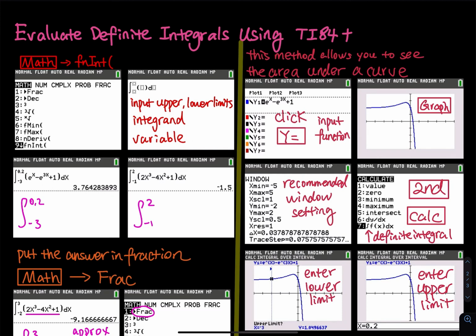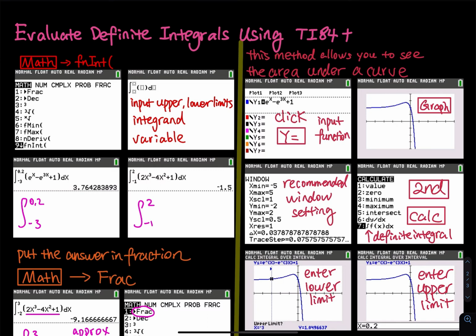So this is the graph of the exponential function. And in case you're wondering what window setting I am using, if you click the window key, which is right next to the y equal key, this is my recommended window setting. I use this setting to see these graphs.